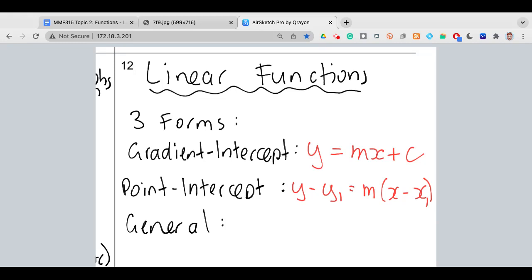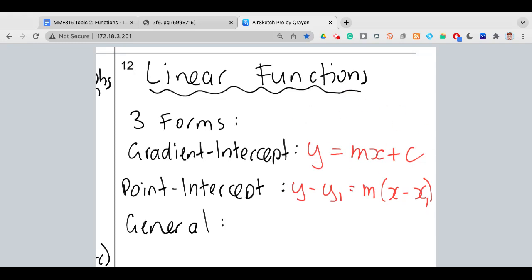Now, in point-intercept form, basically the x1 and the y1 is like a known point. Let's say it's 2, 3. Then it will be y minus 2 equals m outside of x minus 3. Okay? So it's an actual known point. That's why we've got x1 and y1 there. They represent a known point. And then the m is just the gradient. So this is a legitimate way of writing a linear function. I don't like it, but it is legitimate to write it that way. I only like this way. I'll explain why in a second.